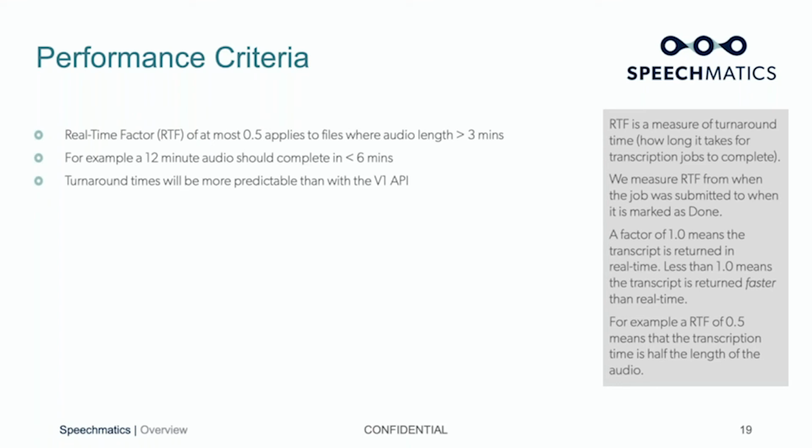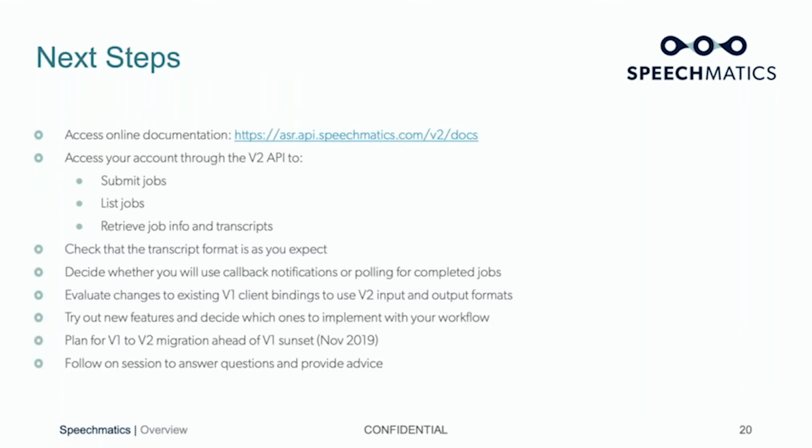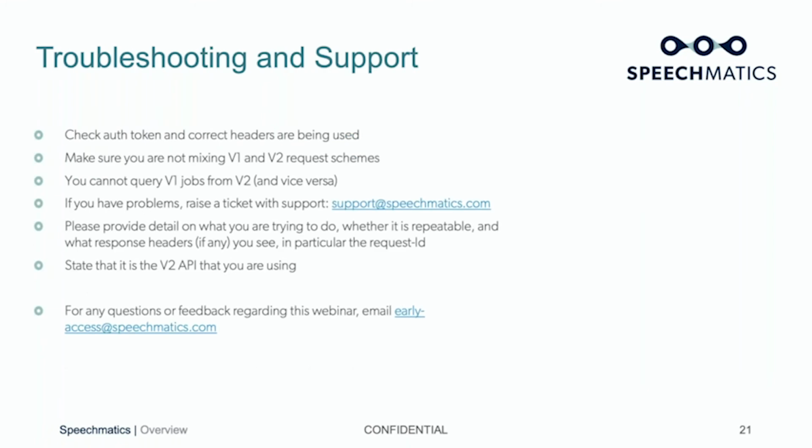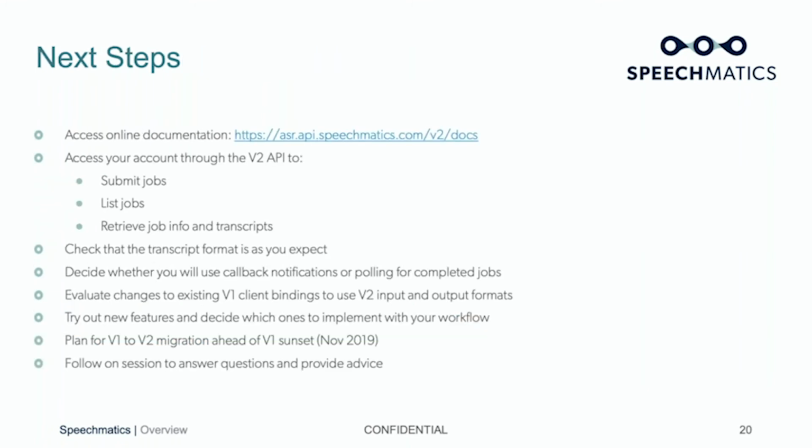Okay, so that's all I wanted to cover really in today's webinar. This is really just the basic information to get you started with using it. I would invite you at this stage to start looking at the online documentation, which is available on this link that you see. Using the API token that we've sent to you, you should then be able to submit jobs, list jobs, and also retrieve the job info and transcripts. And that's all discussed in the docs with examples. So you should be able to quite easily get set up with that.